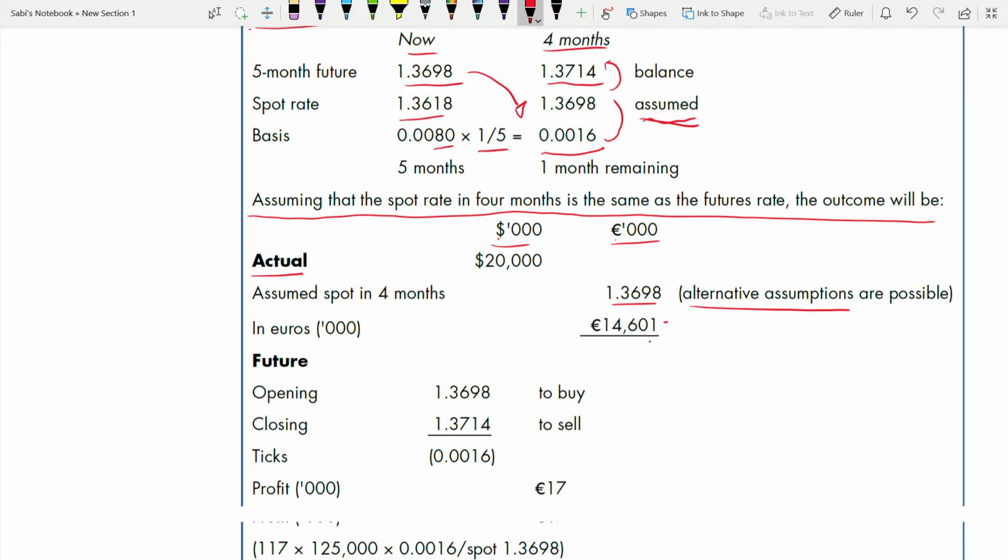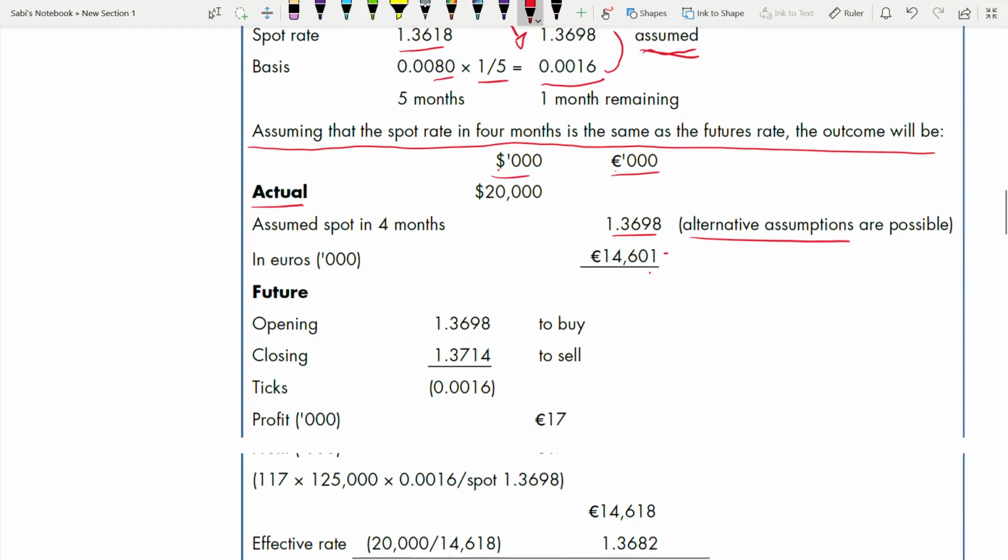Here alternative assumptions are possible, that's why it's very important that you write the assumptions, because some candidates might use some other figure. Still they are going to get marks if they have stated assumptions and used that number. It's not about right and wrong, it's about what assumptions you are making, and based on that, what your action is.